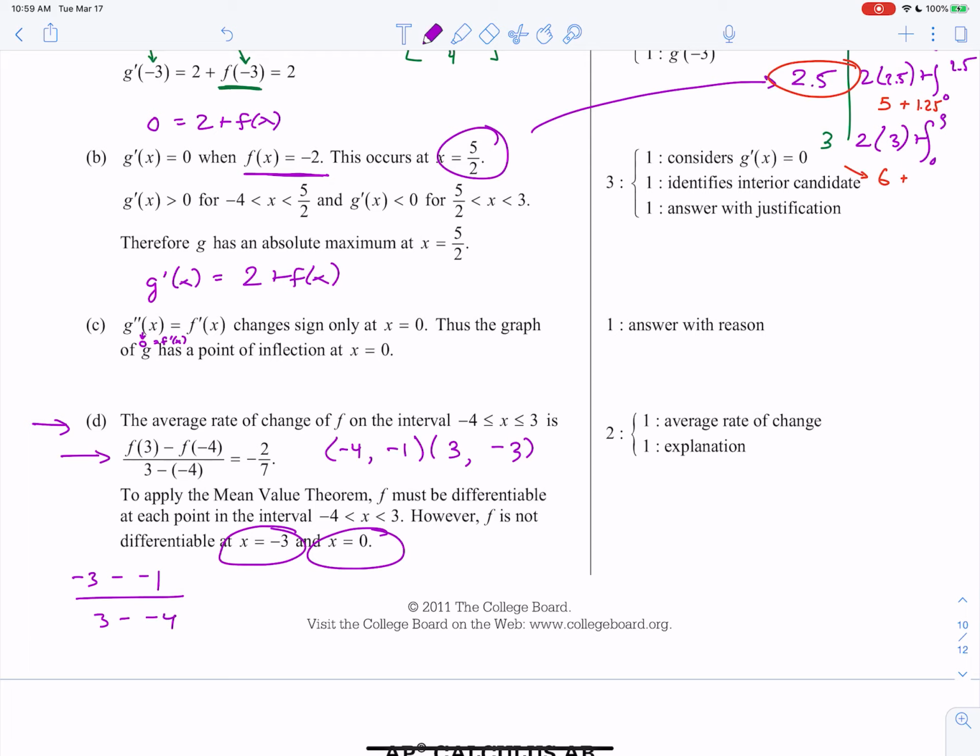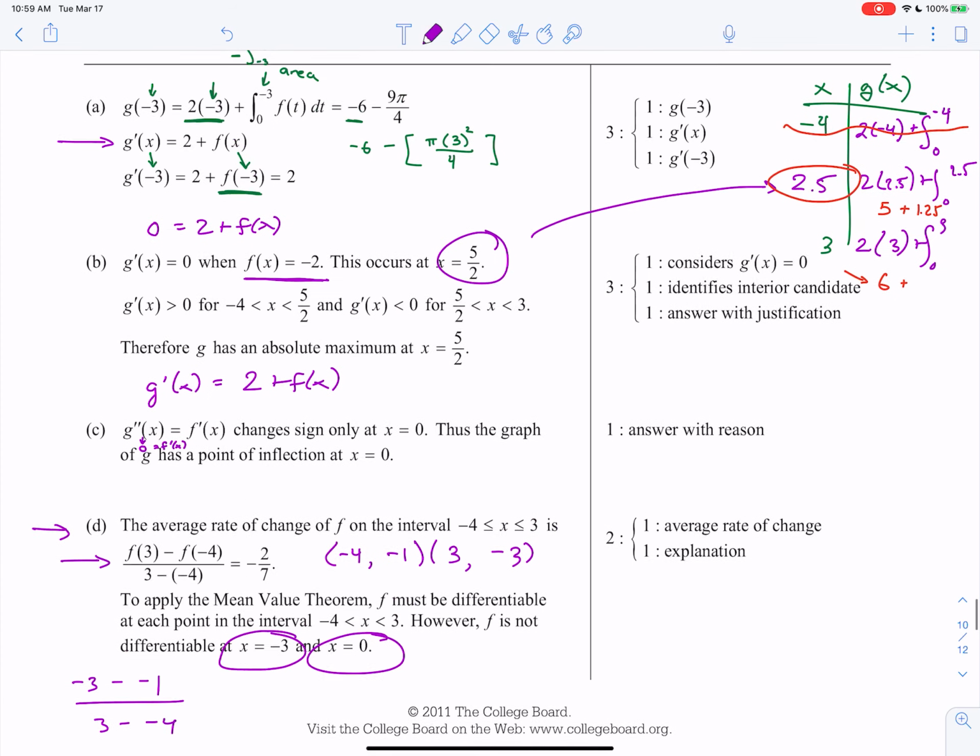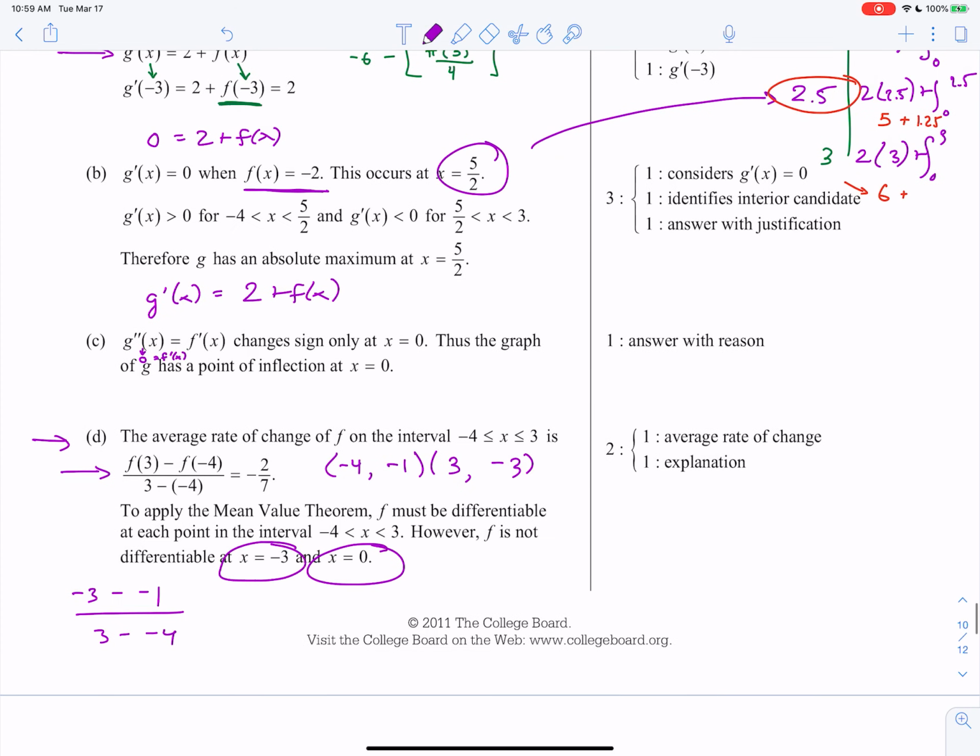But remember, to show why something doesn't work, you really only need to show one piece of evidence. We call that a counterexample, okay? So even if you didn't have the -3, you would still be fine. Just showing that it's not differentiable at x equals 0 because it's a corner or a cusp, that's enough to show that it doesn't contradict the mean value theorem there, okay?